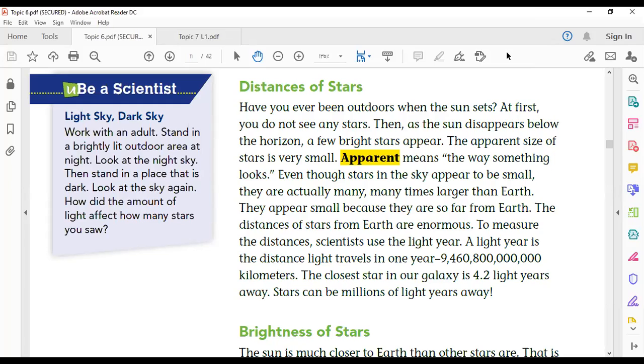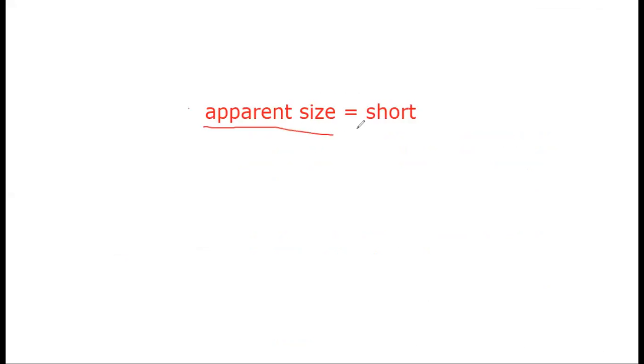Excellent. So the apparent size of the stars in the sky does not give us the actual fact or the true image of the star. So the distances are very important. The distance of the star is important to determine its brightness.